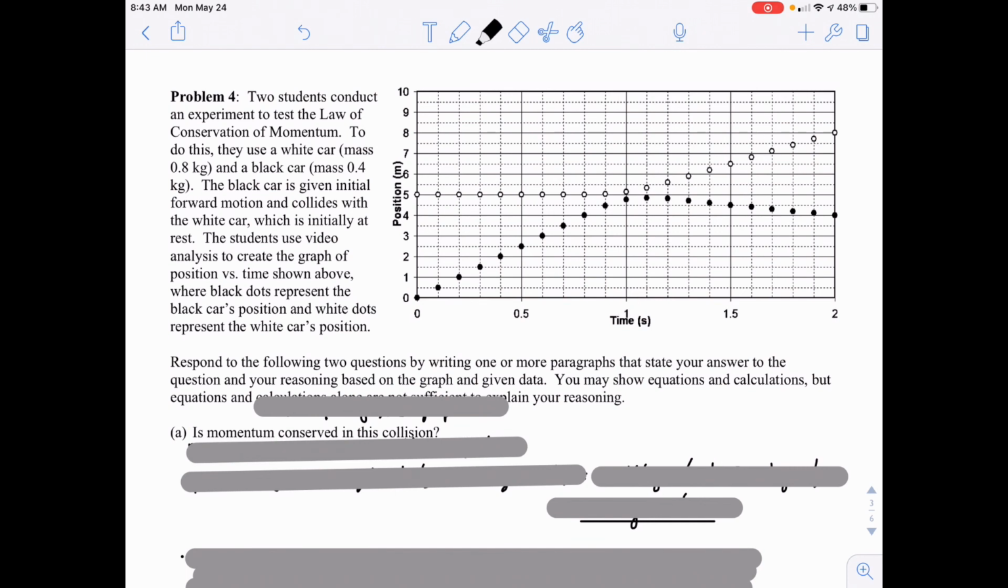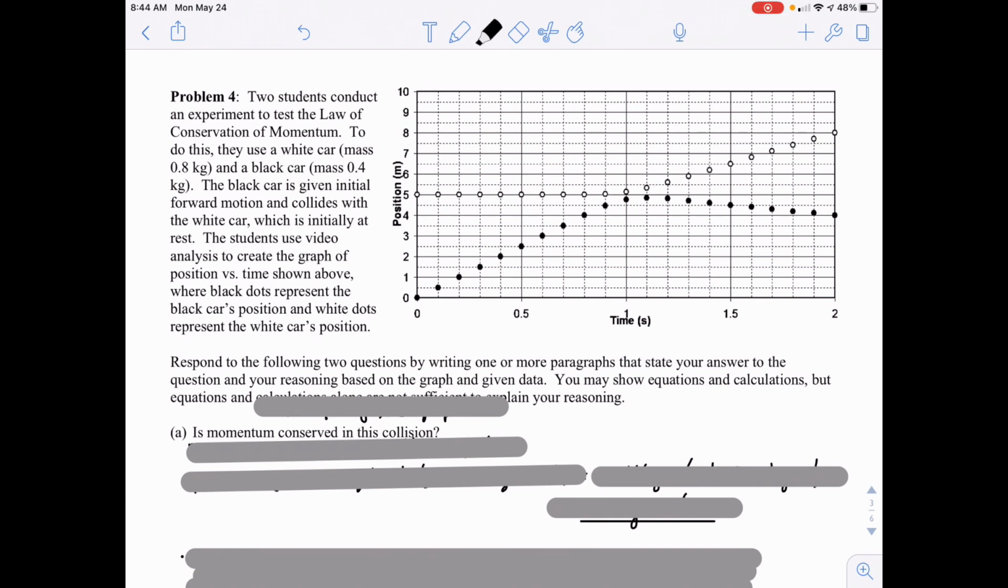The students use video analysis to create a graph of position versus time shown above, where the black dots represent the black car's position and the white dots represent the white car's position. Respond to the following two questions by writing one or more paragraphs and state your answer to the question and your reasoning based upon the graph and the given data. You may show equations and calculations, but equations and calculations alone are not sufficient to explain your reasoning.